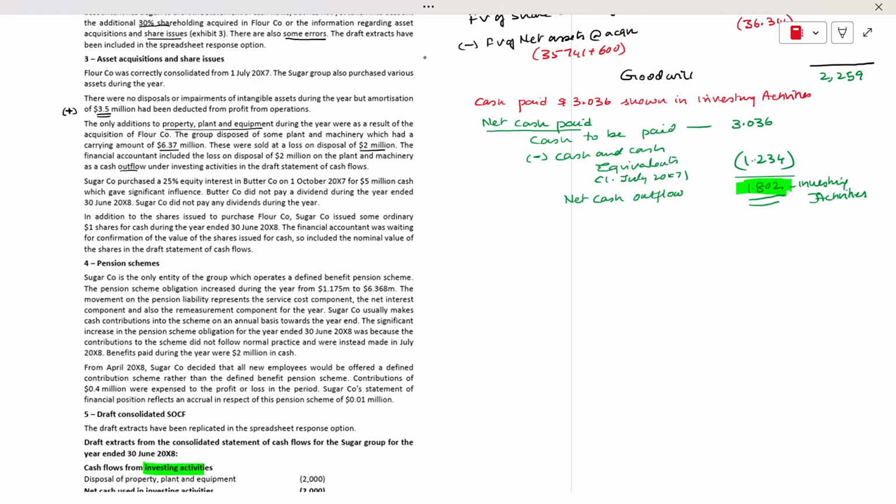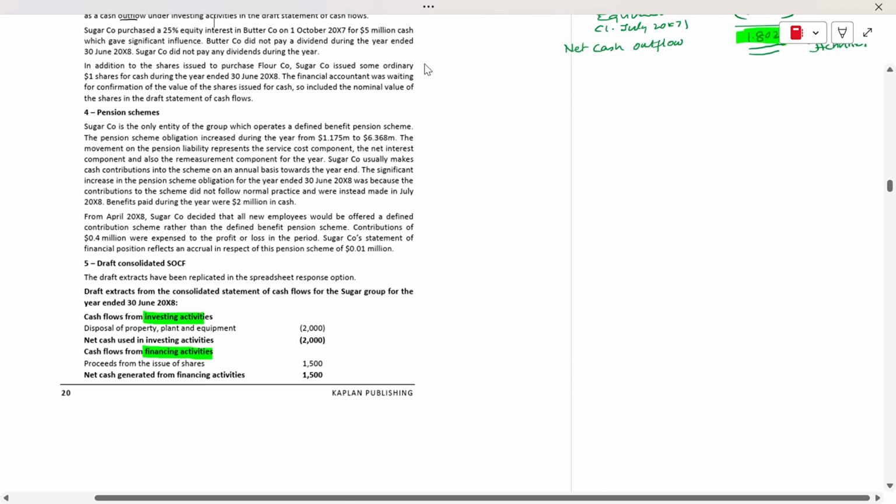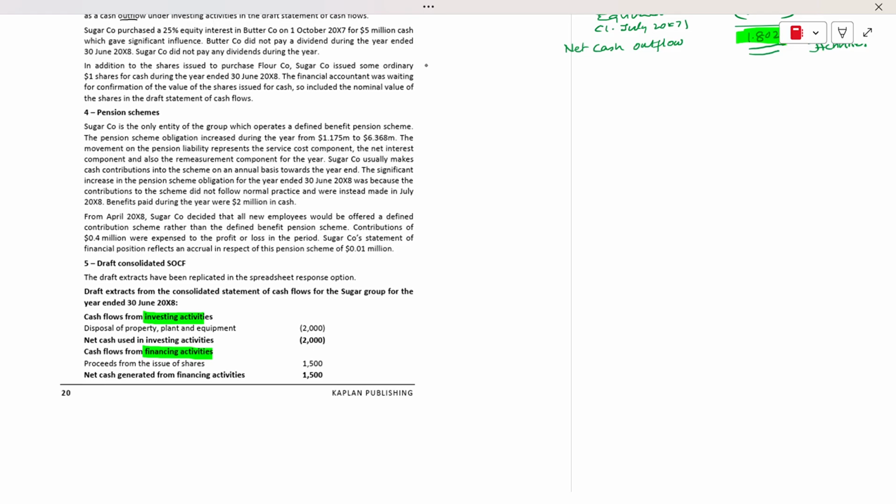The group disposed of plant and machinery with a carrying amount of 6.37 million, and the loss on disposal was deducted. The financial accountant included the loss. Now what do we have to do? We have to deduct that amount as such. How much is there? 2,000 is there.